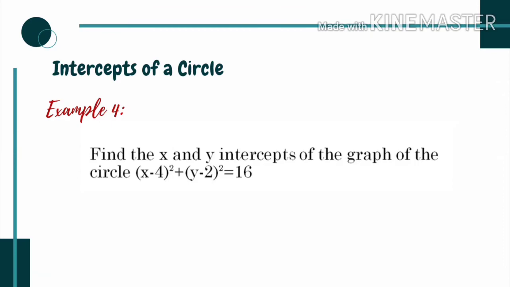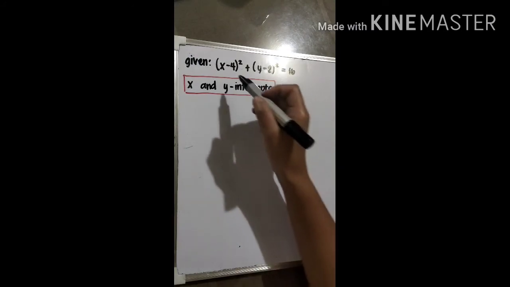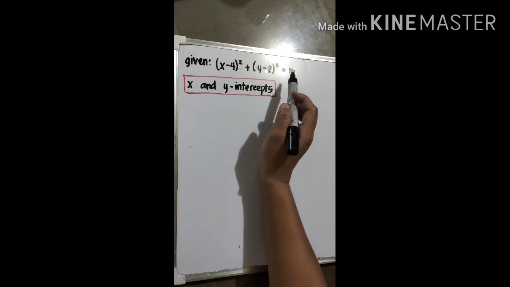Lastly, let's have example number 4. Let's find the x and y intercepts of the graph, which has the standard form (x minus 4) quantity squared plus (y minus 2) quantity squared is equal to 16, which is our radius squared. So looking for the x and y intercepts would be easy if we already have the standard form of the equation of our circle.